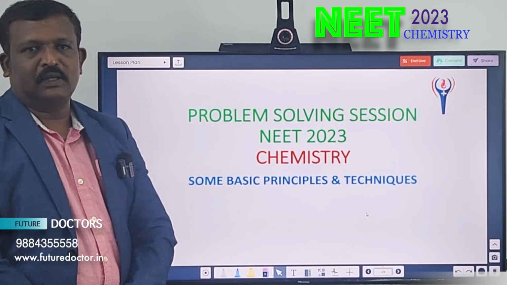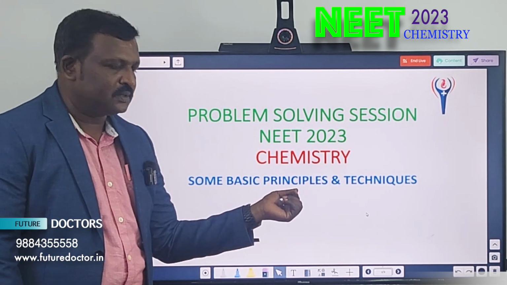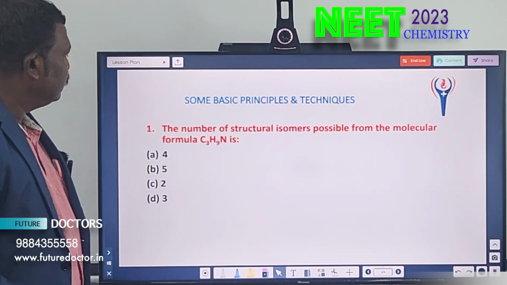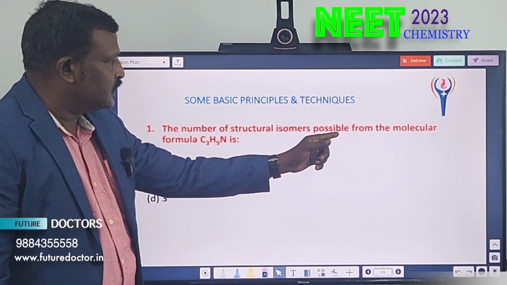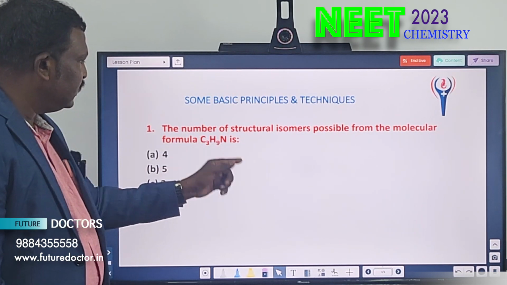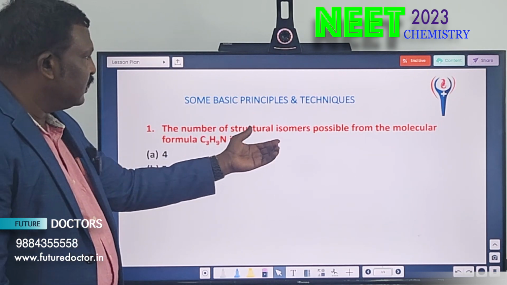Today I am going to solve some basic principles and techniques. This is one of the lessons in organic chemistry, 11th standard portion. Now let us see the first question. The number of structural isomers possible from the molecular formula C3H9N. By using this molecular formula, we have to frame how many isomers are possible.